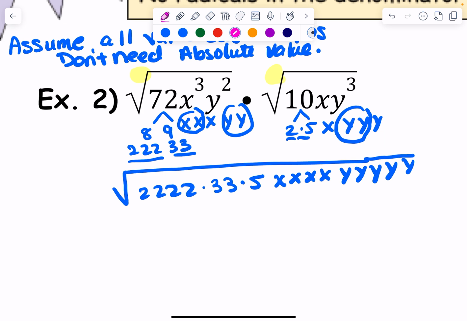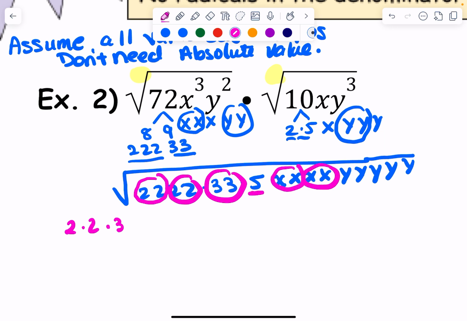Okay, so let's see what we can take out. Since the index is 2, we need pairs of 2. So this is 2 times 2 times 3. The 5 will stay in. And then we have an x times x.